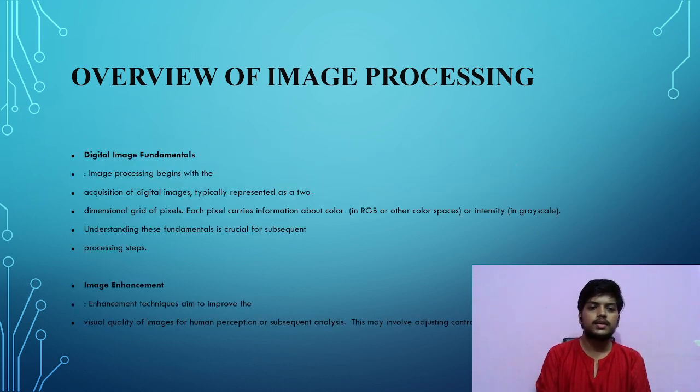Digital image fundamentals. Image processing begins with the acquisition of digital images. Images are represented as a two-dimensional grid of pixels. Each pixel carries information about color in RGB or other color spaces, or intensity in grayscale. Understanding these fundamentals is crucial for subsequent processing steps. Image enhancement. Enhancement techniques aim to improve the visual quality of an image for human perception or subsequent analysis. This may involve adjusting contrast, brightness, as well as sharpness.